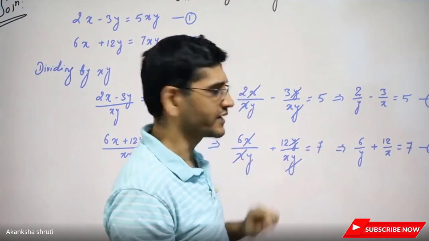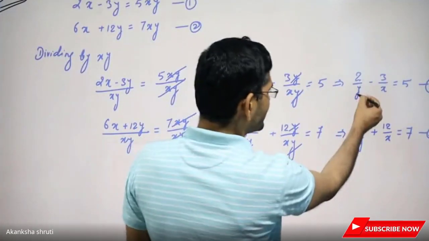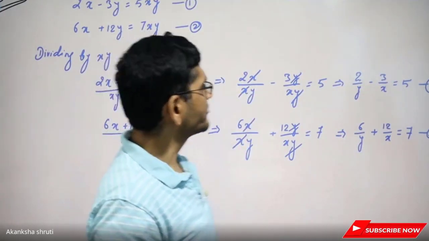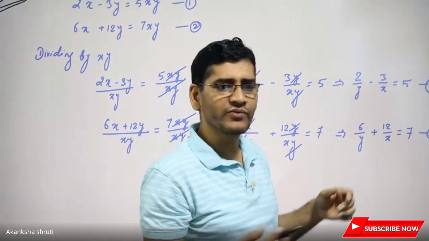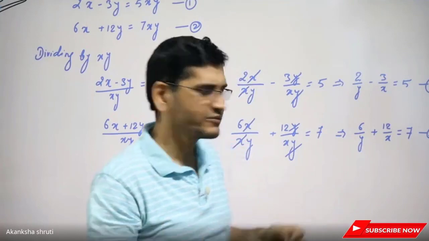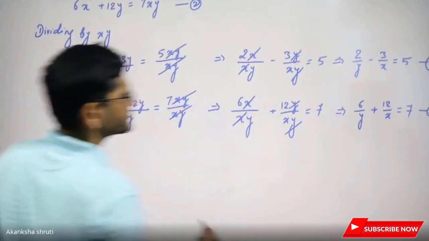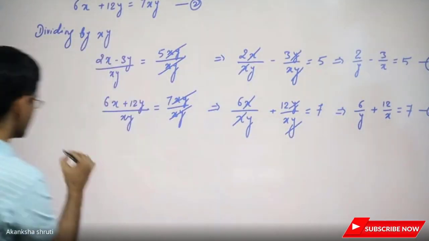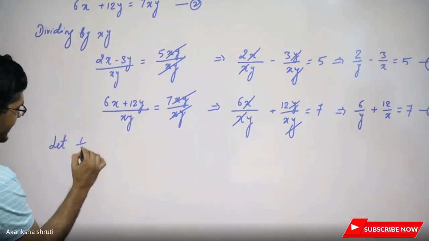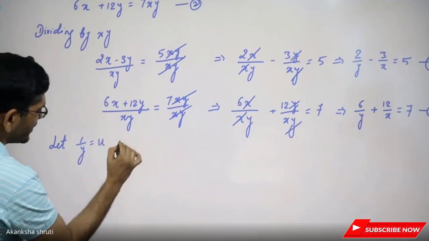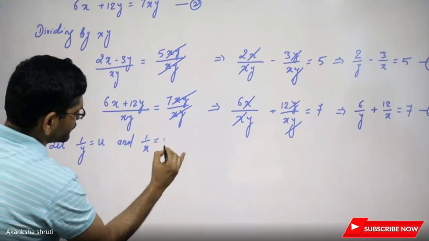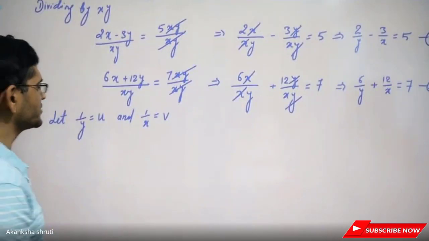It means what? If I consider 1 by y as a new kind of variable, say u, and 1 by x as a new variable, say v, it becomes a linear equation in u and v. That is the only technique. So after this, do the substitution: let 1 by y equal u and 1 by x equal v.